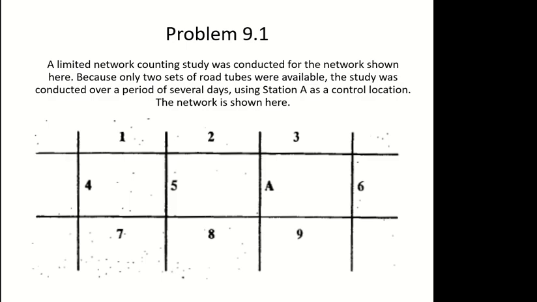Okay, they have two sets of road tubes. So if they have two sets of road tubes, one of them has to be on control. So one of the road tubes will be on the control point, which is control count, which is on point A, location A. The remaining will be shifted from one location to the next. Okay, so we have only one road tube and we have 9 other locations.